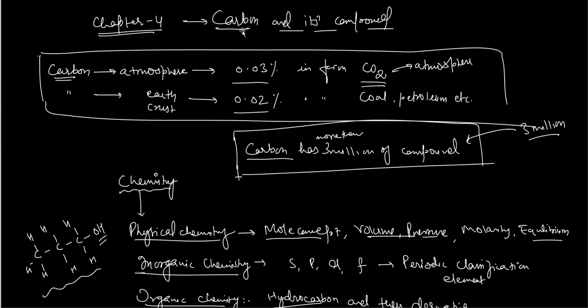First, note it down that there are more than 3 million compounds present on Earth. Let's talk first of all about how carbon exists in nature. In the atmosphere it exists in the form of carbon dioxide, and its percentage is 0.03%. And in the earth's crust, it exists in the form of coal and petroleum, and that is 0.02%. So note it down.